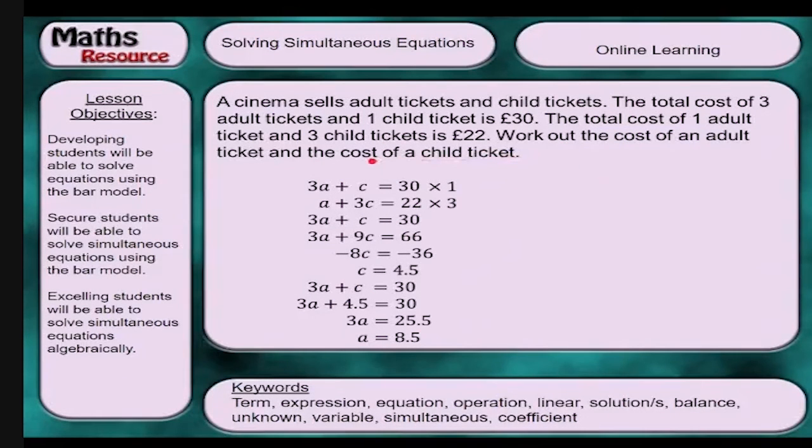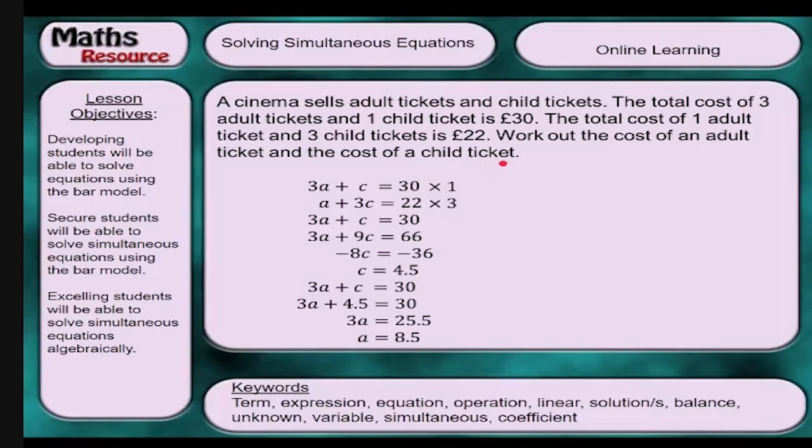And it's just a worded question. It's exactly the same as we've done before. It's just worded. Now it says a cinema sells adult tickets and child tickets. The cost of 3 adult tickets and 1 child ticket is £30. The cost of 1 adult ticket and 3 child tickets is £22. Work out the cost of an adult ticket and the cost of a child ticket.